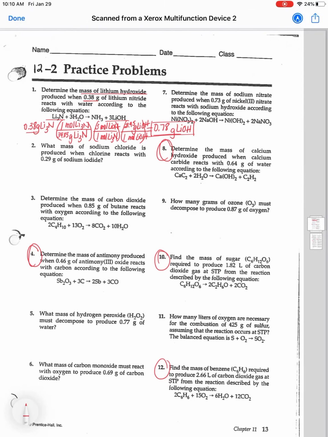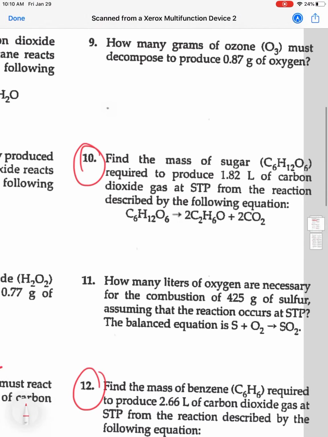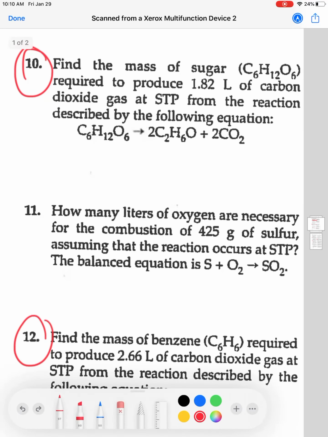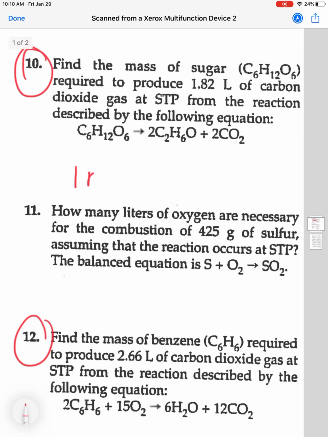The next problem that I'd like for us to take a look at as an example is problem number 11. Now, a critical step for us in problem number 11 is it's talking about liters of oxygen and being at STP. So I want to remind you that 1 mole of any gas at STP is going to occupy 22.4 liters. Remember, STP stands for standard temperature and pressure.